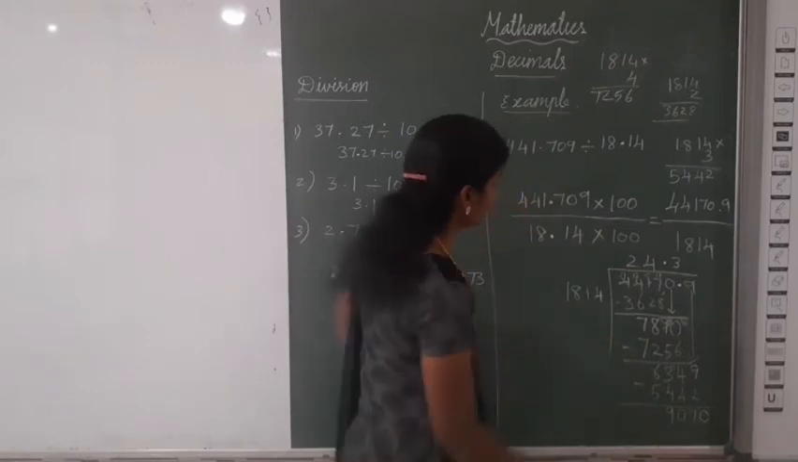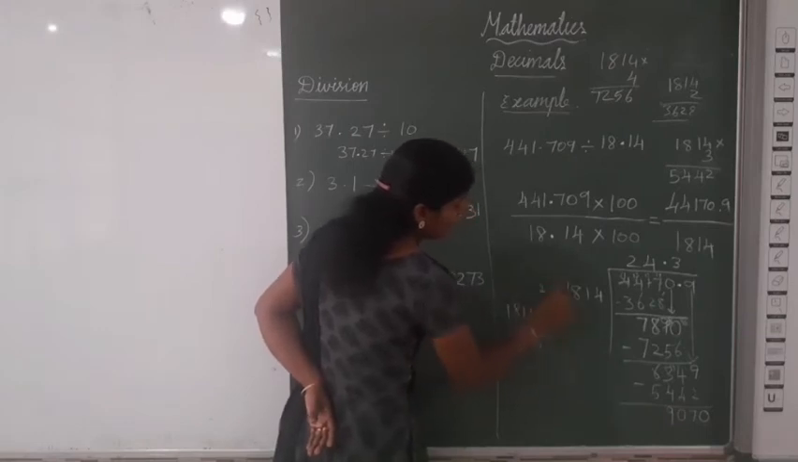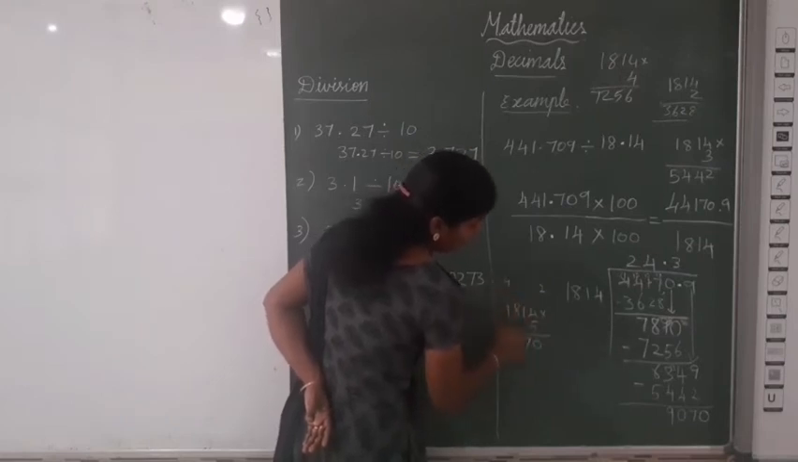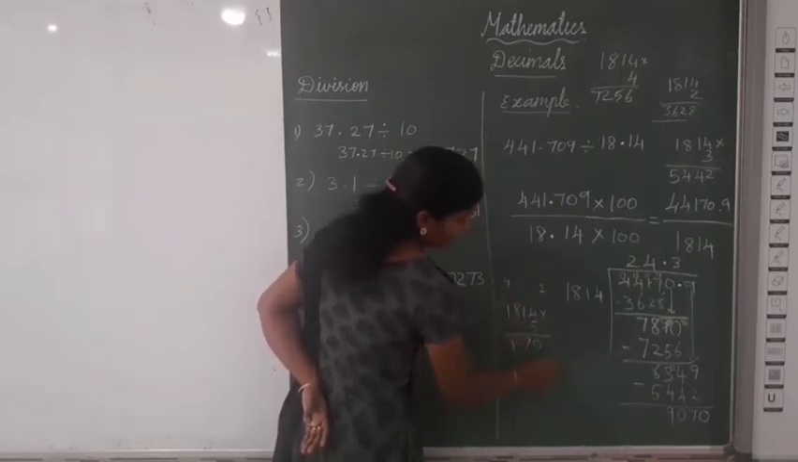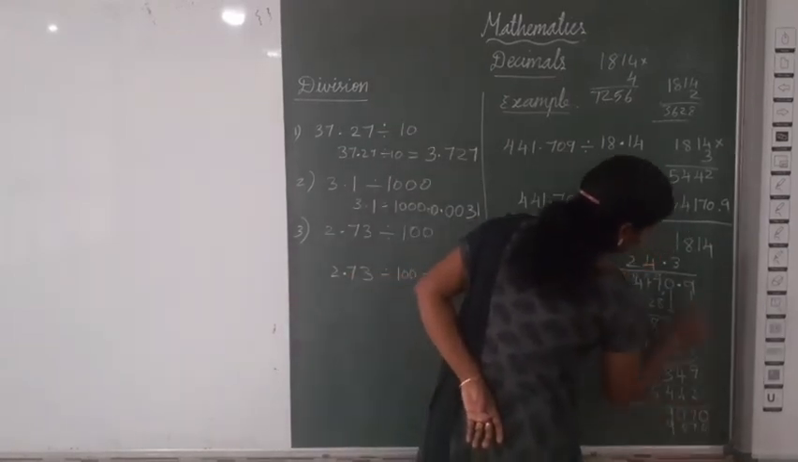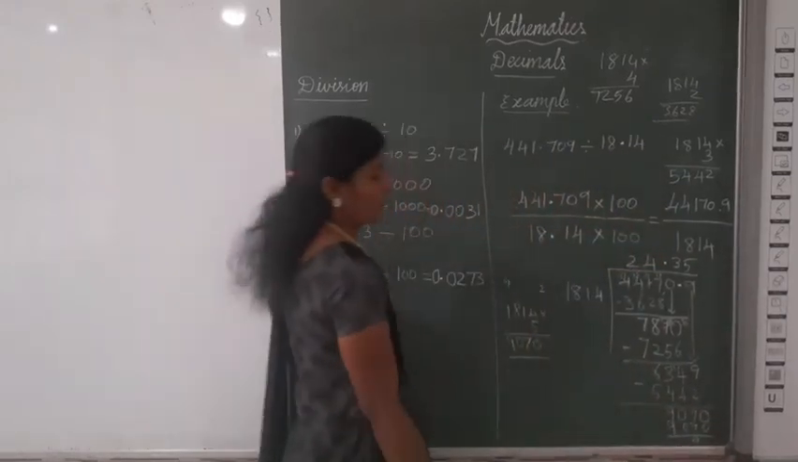Suppose this is 5 times, means we get 1814 into 5. 5 4s are 20, 2 balance. 1 into 5, 5 plus 2, 7. 8 5s are 40, 4 balance. And 1 into 5, 5 plus 4 is 9. 9070, isn't it? 9070. How many times? 5 times. So this remainder is 0.